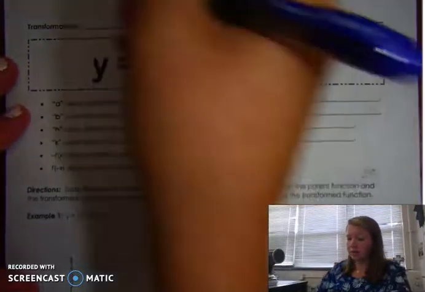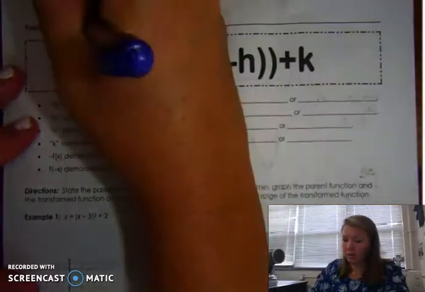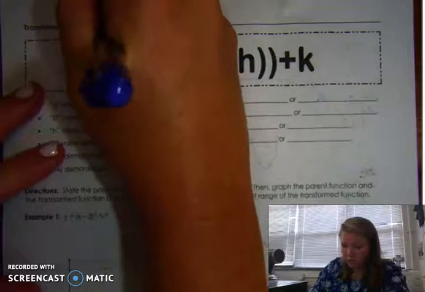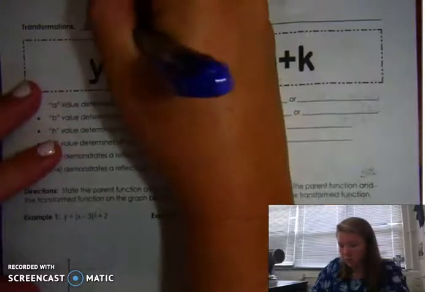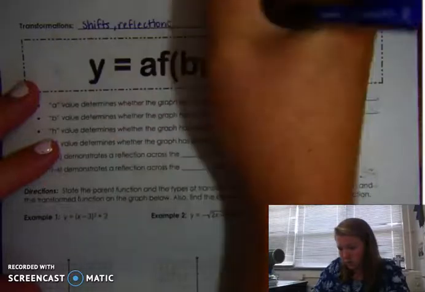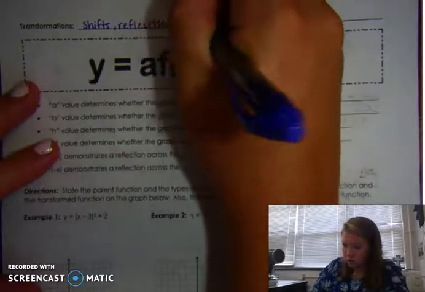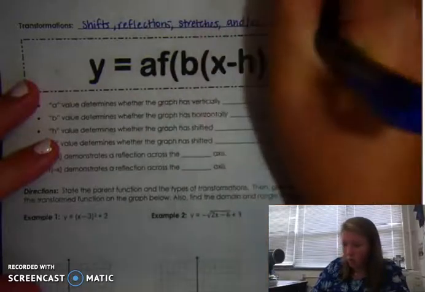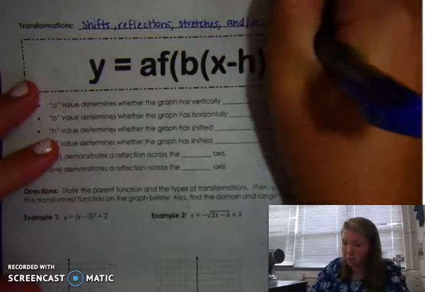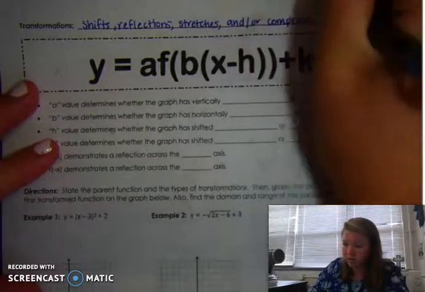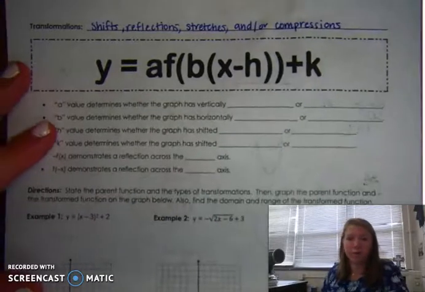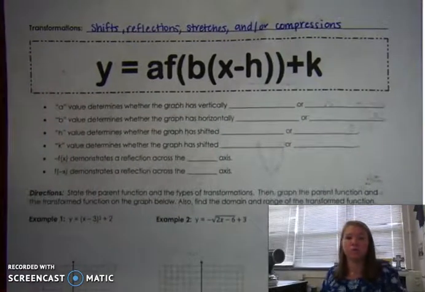So I'm going to sum that up by saying shifts, reflections, stretches, and/or I'm going to use the word compression. It means the same thing as shrinking a function, so compressions. Alright, so those are types of transformations that we would see.